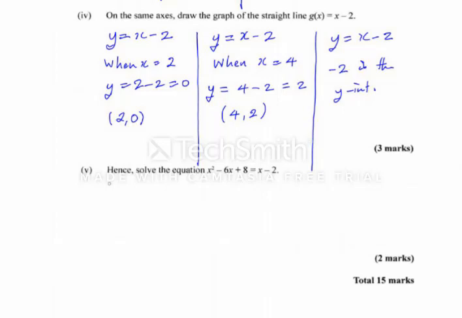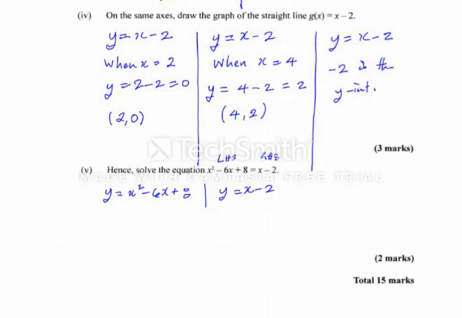Earlier I said this and I'm going to say it again. If you're using a graph to solve an equation, you must draw the graph of the left-hand side of the equation. So on the left-hand side, we have y is equal to x squared minus 6x plus 8. And we must also draw the graph of the right-hand side of the equation. On the right-hand side, we have y is equal to x minus 2. And the solution of the equation would be the value or values of x at the point or points of intersection of the two graphs.